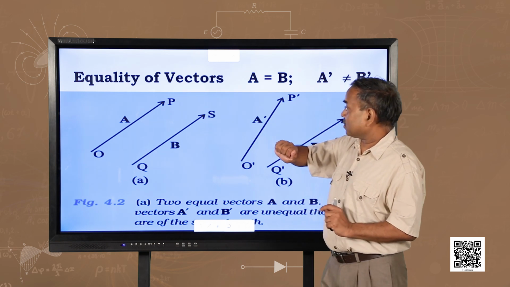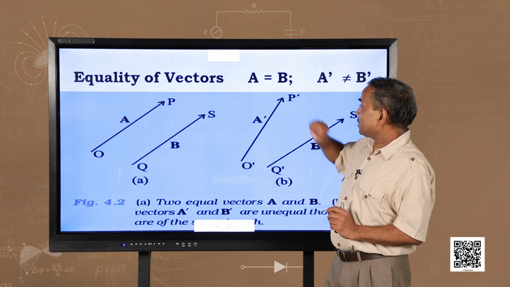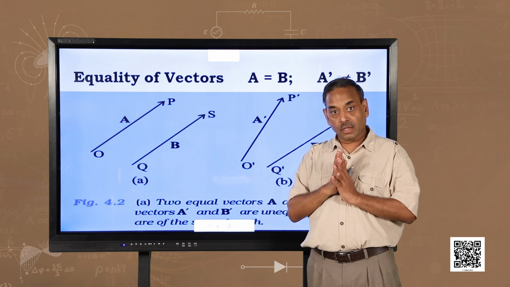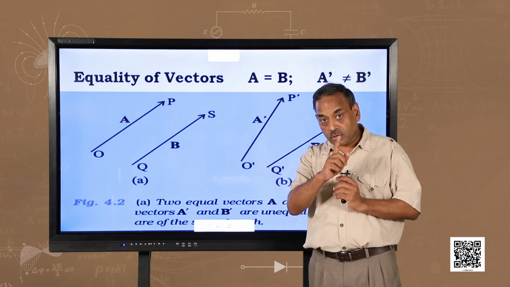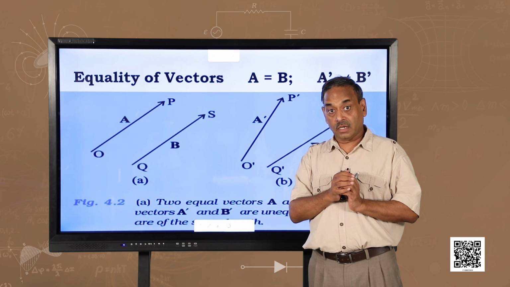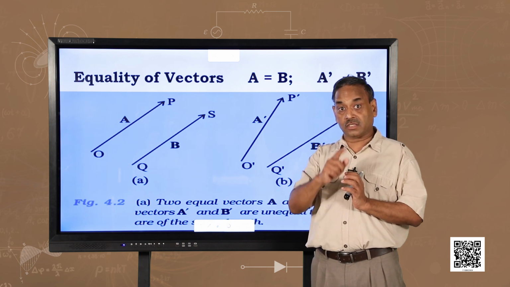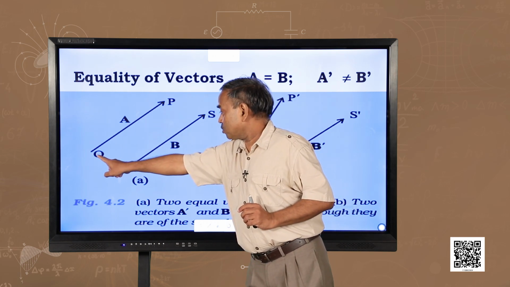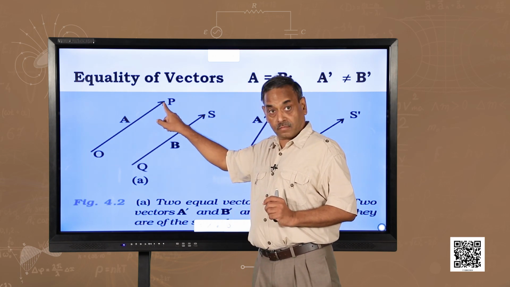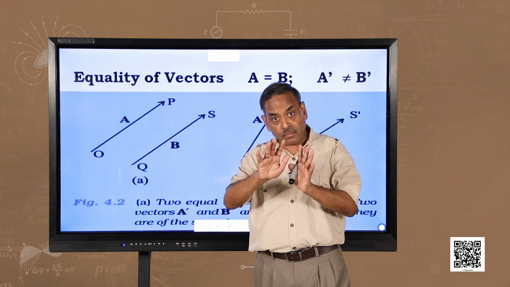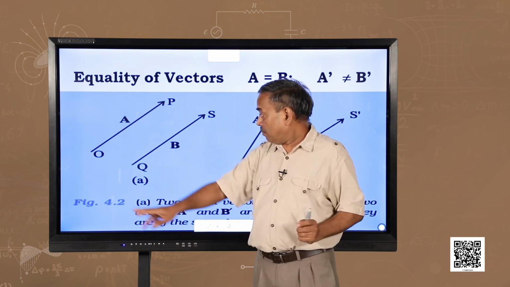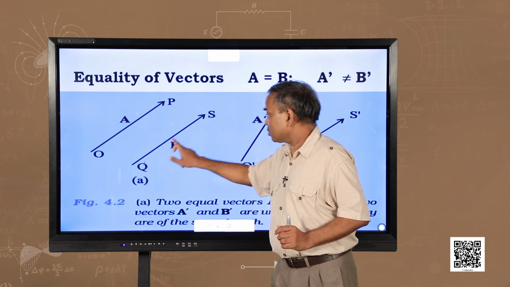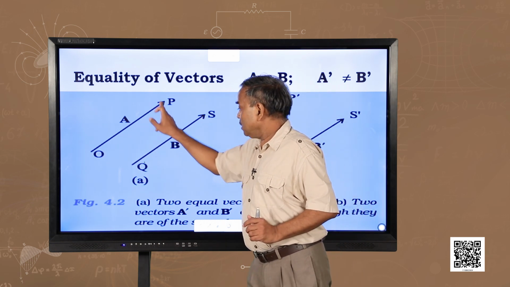So, equality of vectors. The vectors A and B are said to be equal if their magnitudes are the same and both are in the same direction. Remember, both have to be in the same direction. Suppose there is a vector which starts from point O and goes to point P. Initial and final points may be different, it does not matter, but the magnitudes are the same. The two magnitudes are the same, O to P and Q to S.